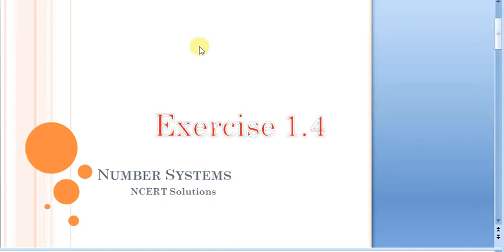So actually this exercise comprises of only two questions and both of them are related to the magnifying method. So already we have seen what is that magnifying method and how we use it for representing different decimal expansions on the number line. So let us quickly look at those two questions and solve them.